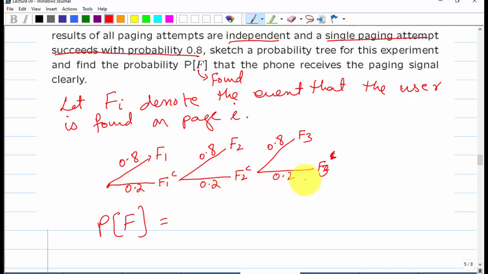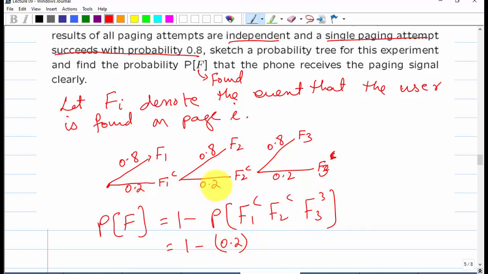That is, we find the probability of its complement, that it's not found in 3 attempts, and then take its complement, 1 minus F1 complement, F2 complement, and F3 complement. In this way it would be quite easier to find this probability. So this will be simply 1 minus the probability of F1 complement, F2 complement, and F3 complement, because these attempts are independent. So it will be 0.2, 0.2, 0.2, 3 times. So this will come out to be 0.992.